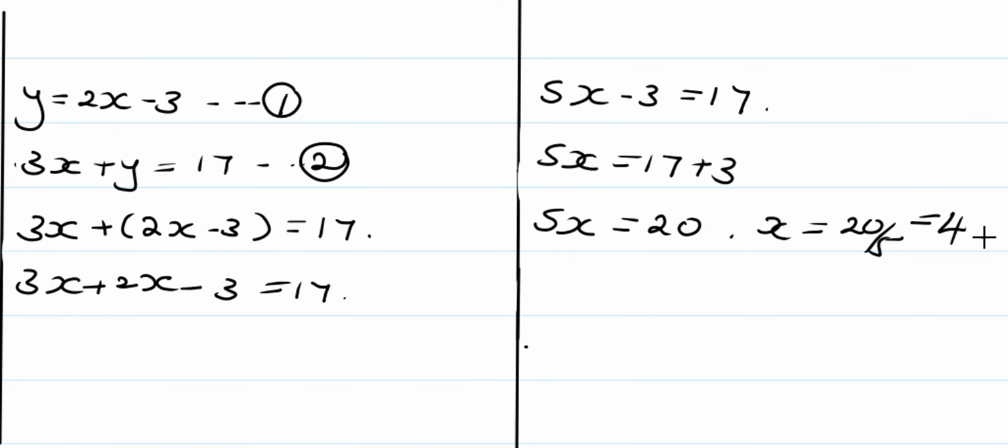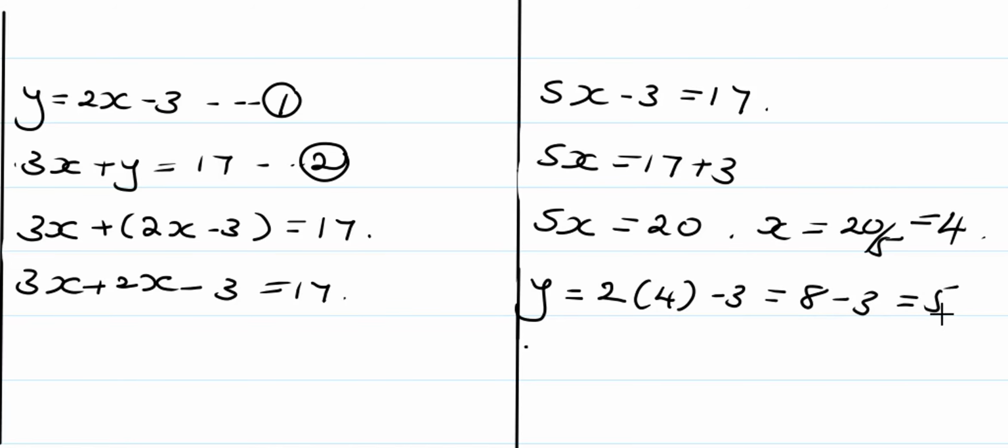So now we have x. Since we have x, we can get y from the first equation because we know y is equals to 2x minus 3, but now x is 4, which now will be 2 multiplied by 4 is 8 minus 3, which is 5. 8 minus 3 is 5. So now the final answer becomes x is equals to 4 and y is equals to 5.